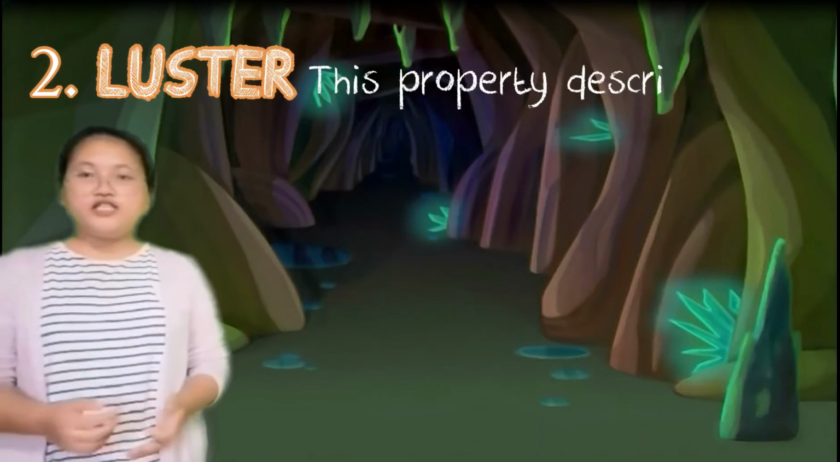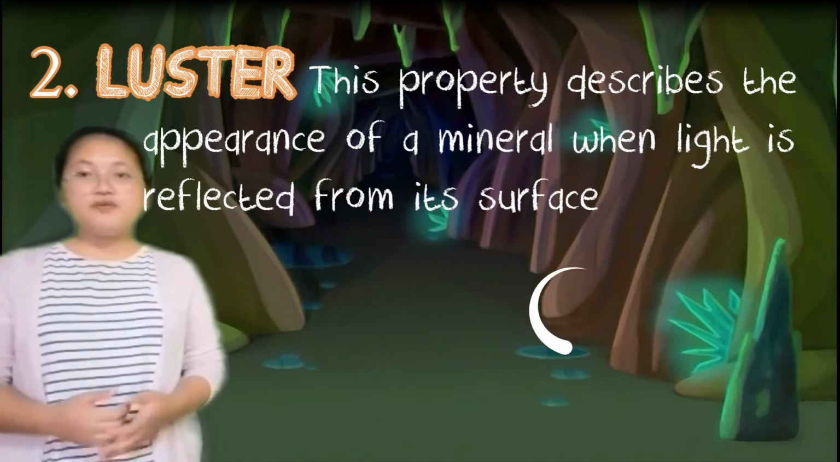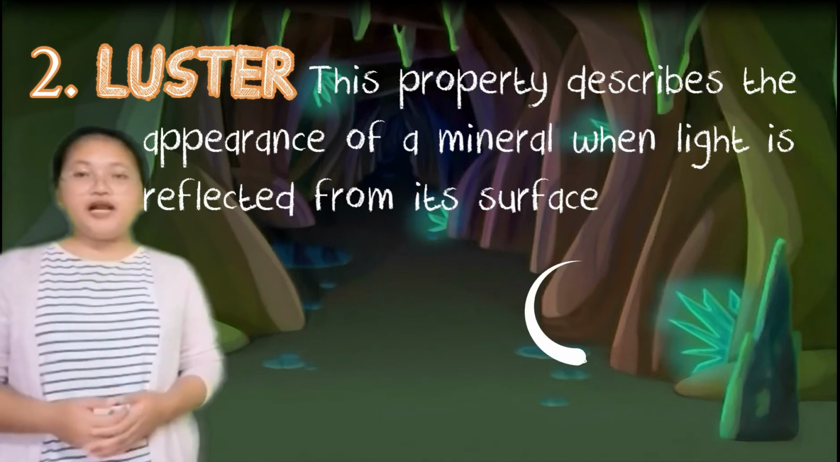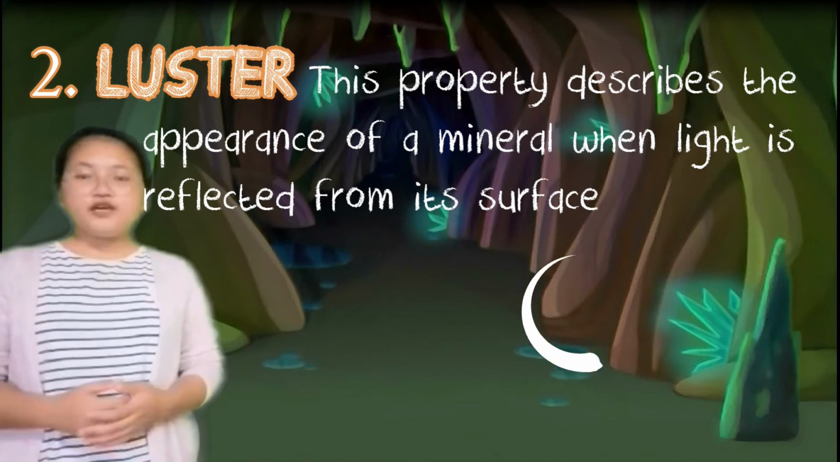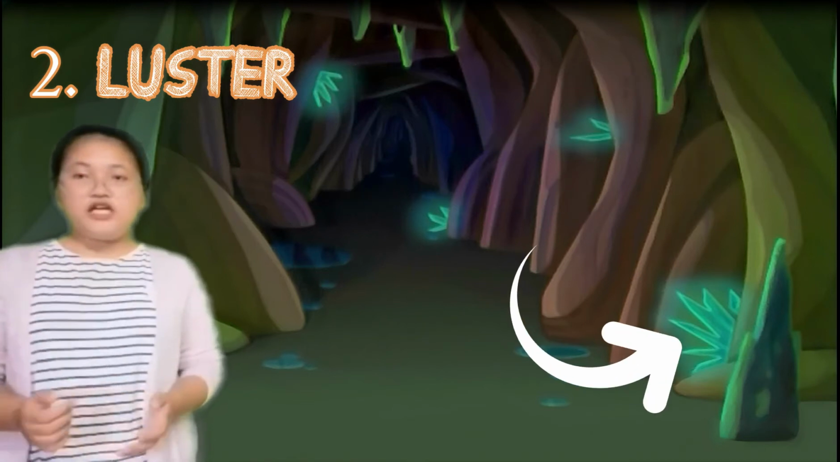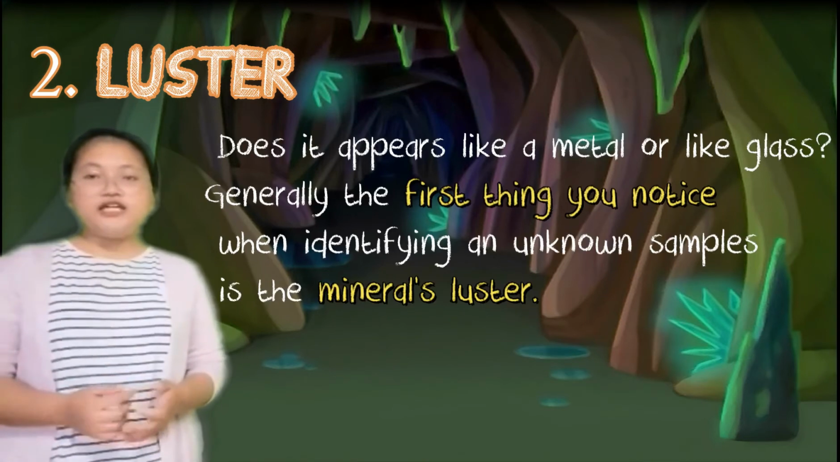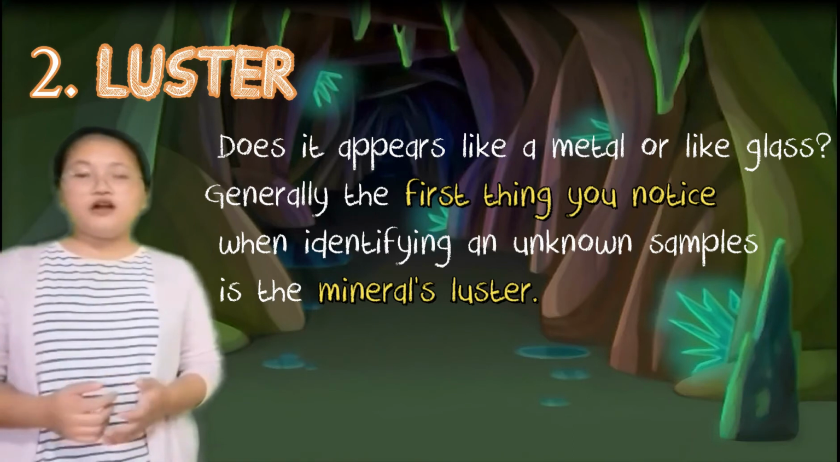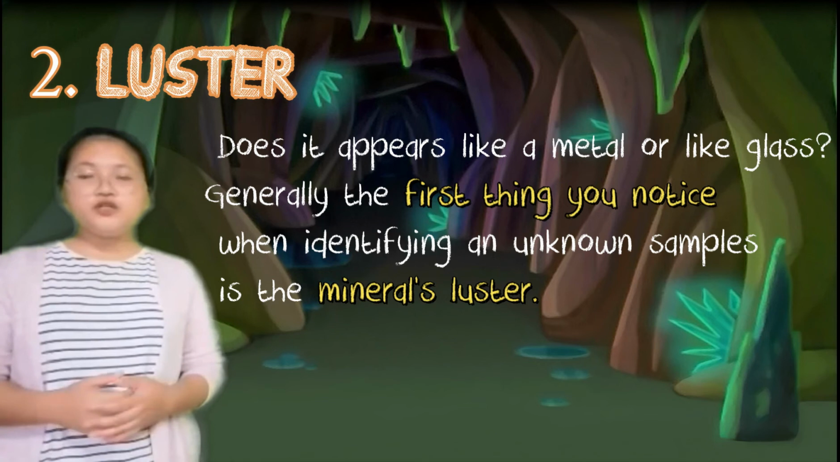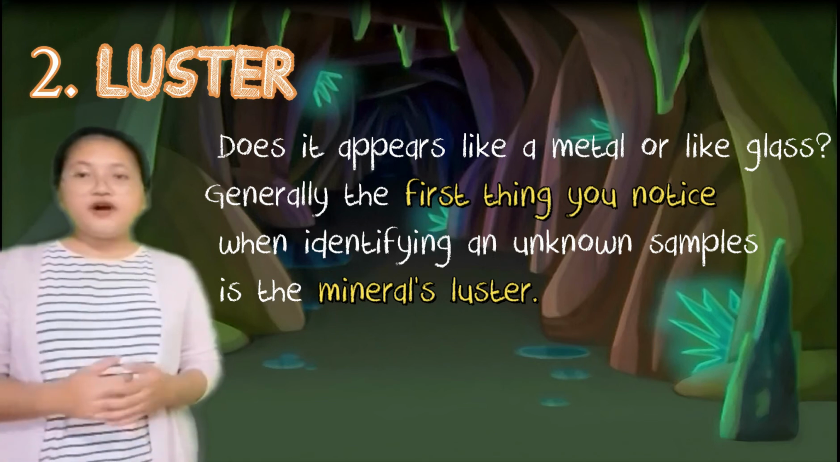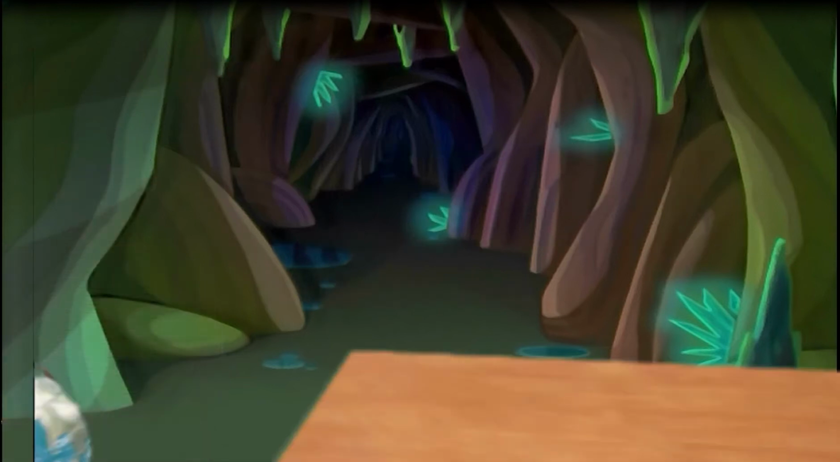Luster. This property describes the appearance of a mineral when light is reflected from its surface. Is it shiny or dull? Does it appear like a metal or like glass? Generally, the first thing you notice when identifying an unknown sample is the mineral's luster.